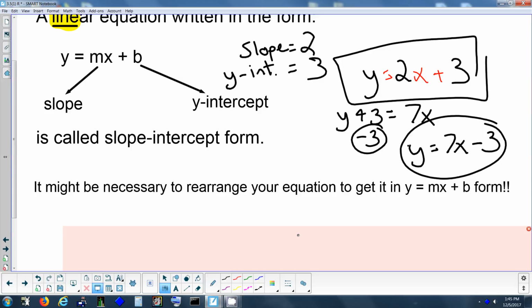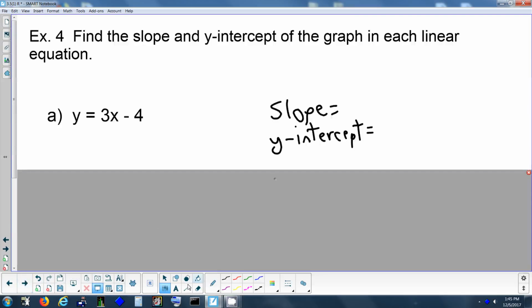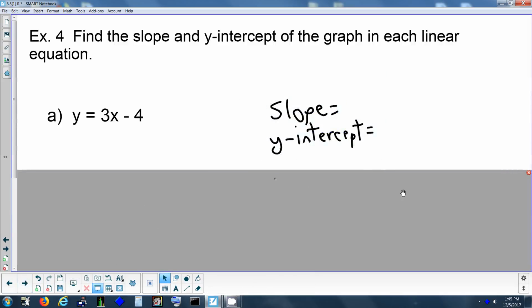So when we go to that next page, it's going to be the same exact thing that we just did. It's going to ask us to find the slope and y-intercept of the graph in each linear equation. On your notes, it says slope equals and y-intercept equals. And you have to write this down on your notes.